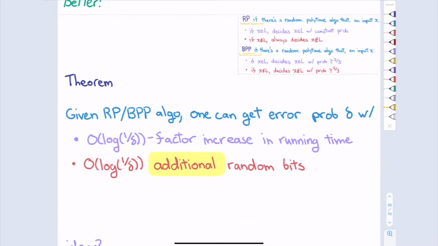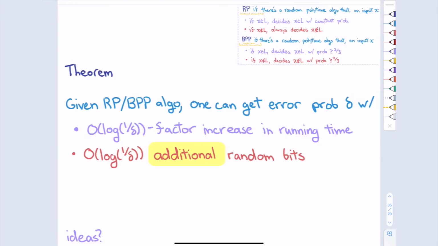Here then is the theorem. We can get, in fact, error probability delta, but instead of multiplying by log 1 over delta, I'm going to be using log 1 over delta additional bits. So before we had m log 1 over delta. Now we're going to go for m plus log of 1 over delta. So there's no multiplicative overhead. There's just an additive overhead. In fact, maybe m is bigger than log 1 over delta anyway, in which case it's almost no overhead.